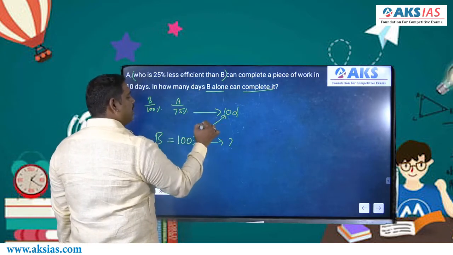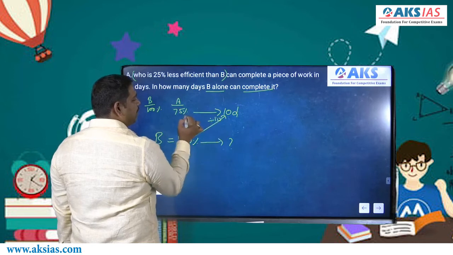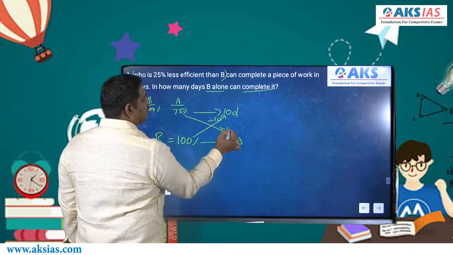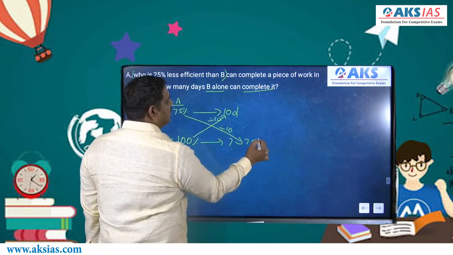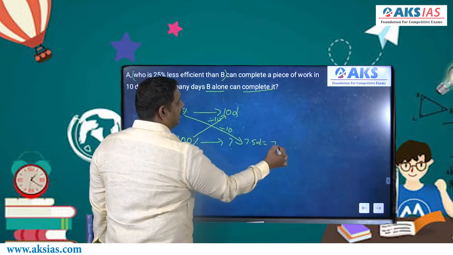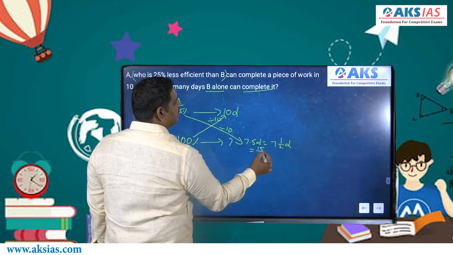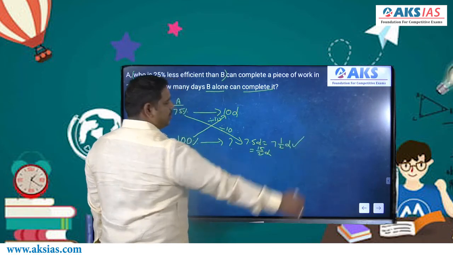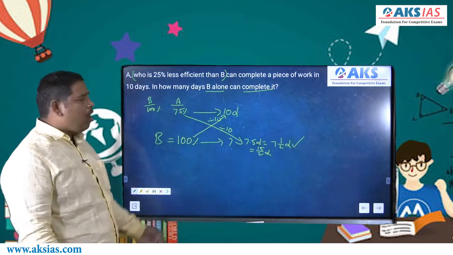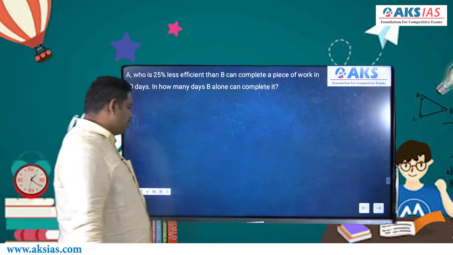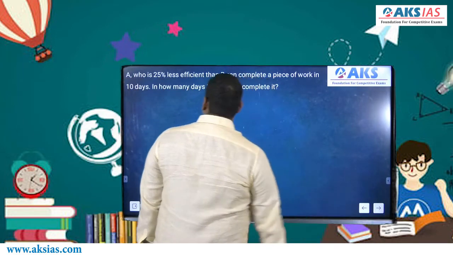That means from here to here it is divided by 10, right? So then it will also be divided by 10. So 75 by 10 means 7.5 days. In general, this will never be written like this. They will write 7.5 days, or else 15 by 2 days. In general, the notation used is 7.5 days. Like this we have to work it out. Already we completed these models in the unitary method itself, right? Let's go to the next question.